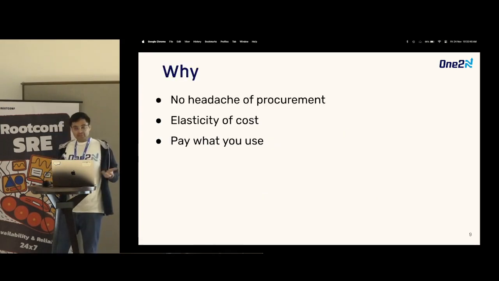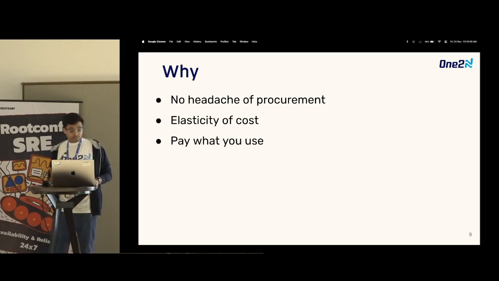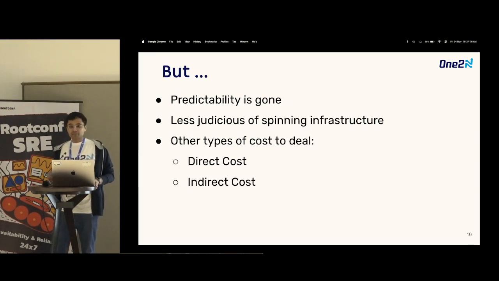Why did it happen? Because traditional IT companies had the headache of procurement, getting your data centers, racking them up, and whatnot. The cloud brought the elasticity of cost to you, and you thought, this is nice, I can pay for what I use. But hang on. Now the predictability has gone out of the window because you can just spin up your infrastructure left, right, and center. And here, there are some of these direct and indirect costs that I'm going to talk about.